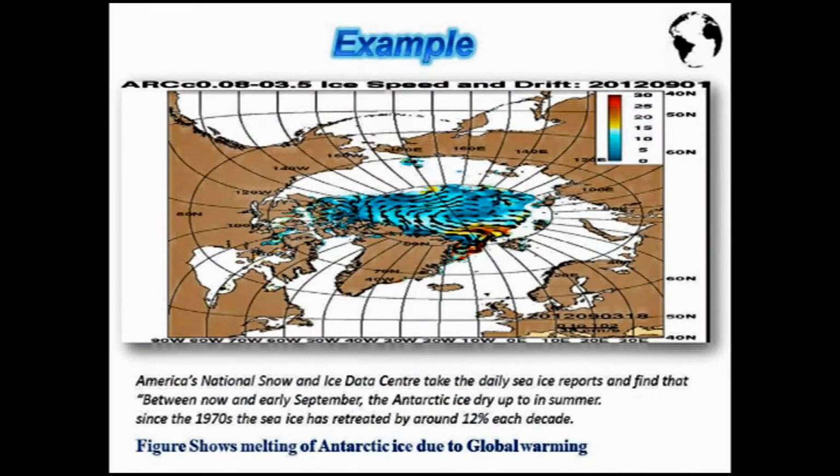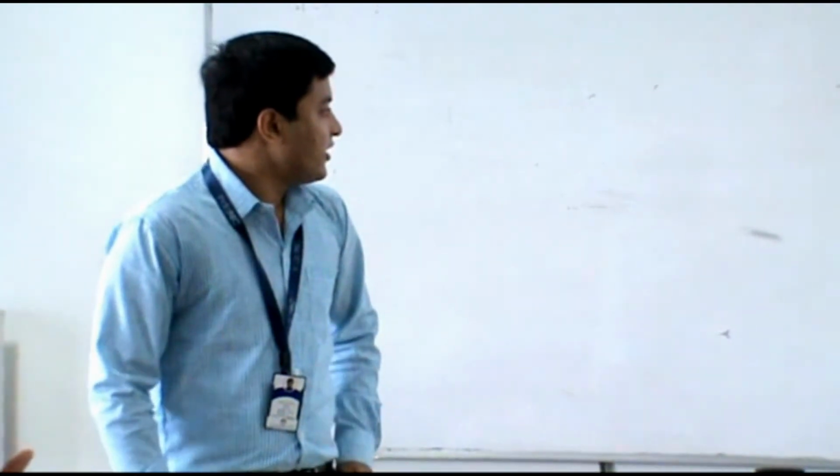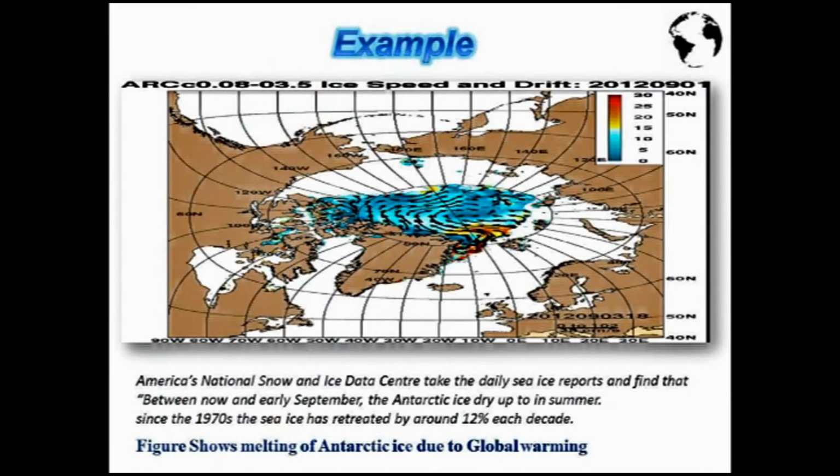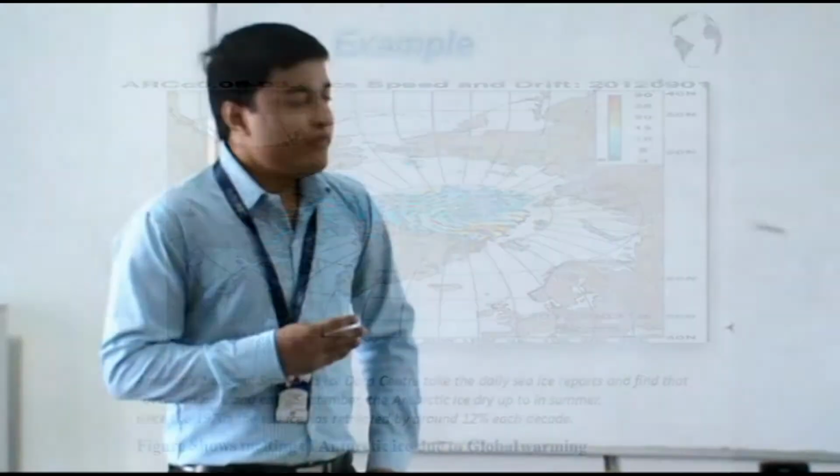This is one type of survey generated by the American National Snow and Ice Data Center. It says that because of global warming, the snow is melting, and it is declining 12% each decade. So that is a large problem because of global warming.